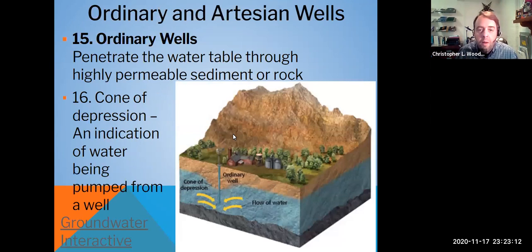All right, so let's just talk a minute about how a well works. There are two main types of wells. One's called an ordinary well, and one is called an artesian well. In an ordinary well, you have basically a straw-like tube that goes through highly permeable sediment or rock and pushes into the zone of saturation. So it goes through the zone of aeration into the zone of saturation below the water table.